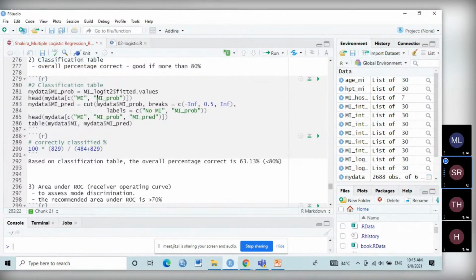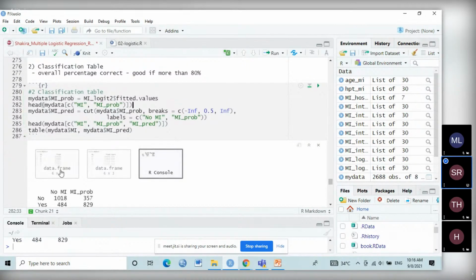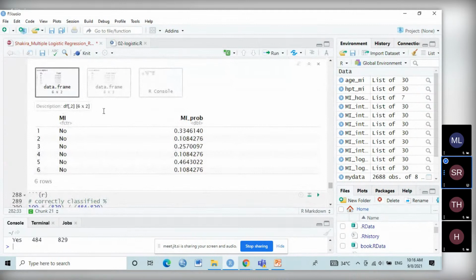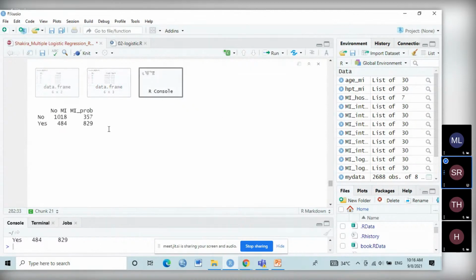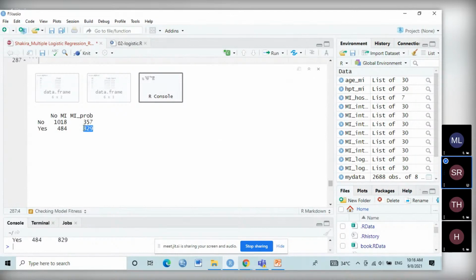Okay, so ini panjang sikit dia punya ni. Macam kita nak create dia punya probability and group untuk probability, and then kita tablekan dia. Okay, saya tunjuk je. Okay, first daripada original punya MI, kita tengok dia punya probability daripada final equation kita kan. So kita dapat MI punya probability, and then kita createkan group. Kalau dia less than 0.5, dia no MI lah untuk predicted. Okay, and then kita cross-check yang original punya MI dengan yang predicted punya MI. So yang kita nak tengok adalah kat sini. Maksudnya yang original MI adalah yang ni, yang kita predict adalah yang ni.